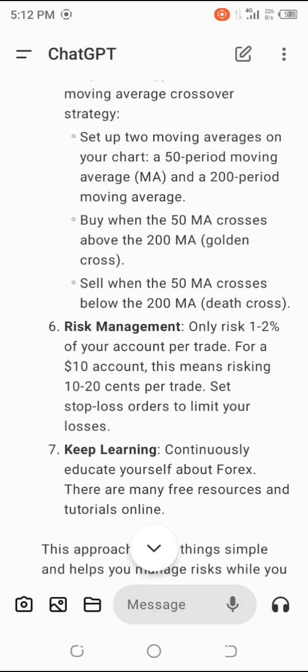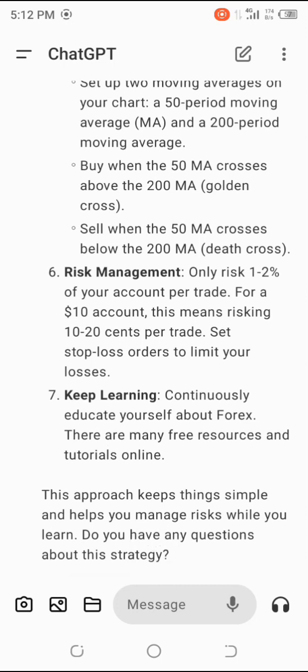Sell, that's a buy. The first one is a buy signal. I said I should buy when the 50 moving average crosses above the 200 moving average, the golden cross. All right, so the second one is sell when the 50 moving average crosses below the 200 moving average, the dead cross. You see that now?